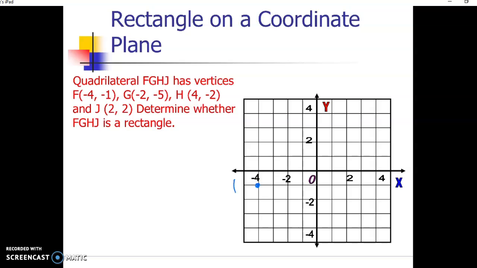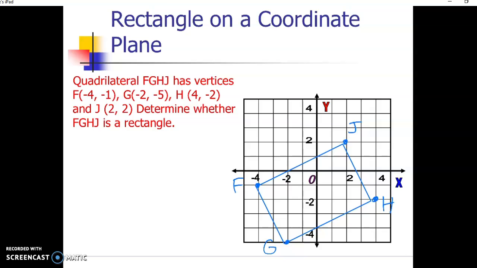So that is F. G is -2, -5. H is 4, -2. Then J is 2, 2. There we go. So that would be our rectangle. What we have to do is figure out if it is a rectangle or not.